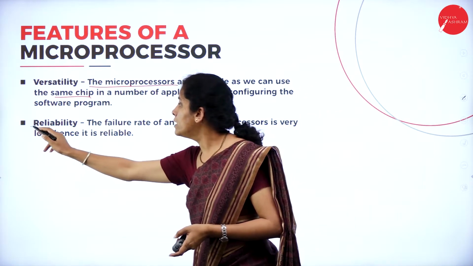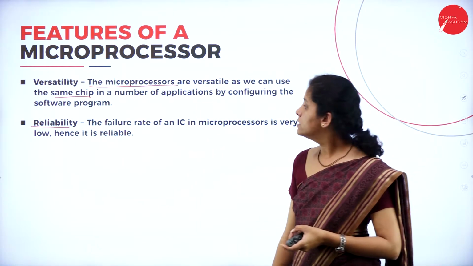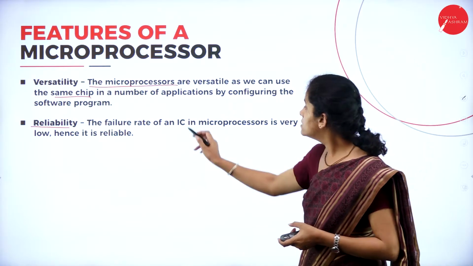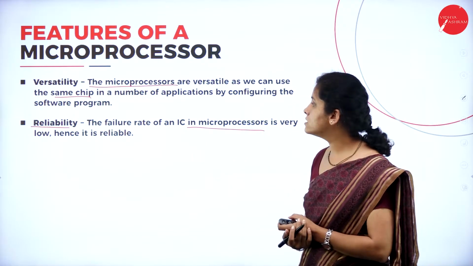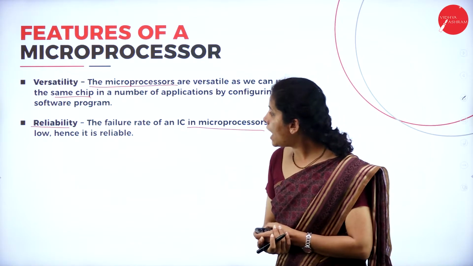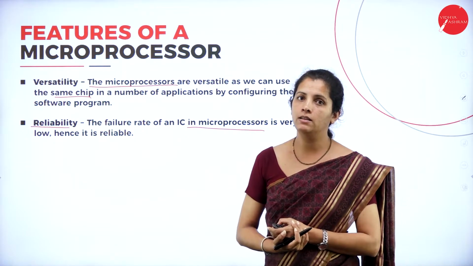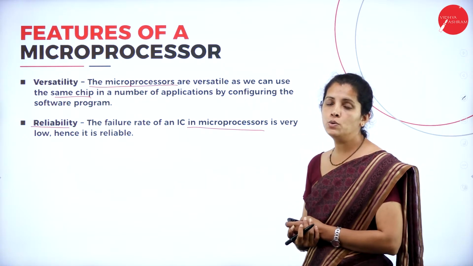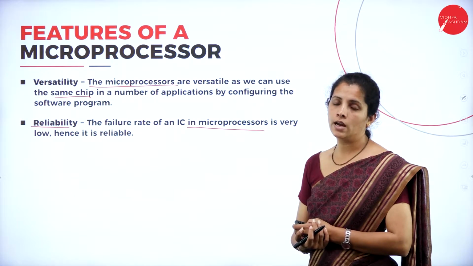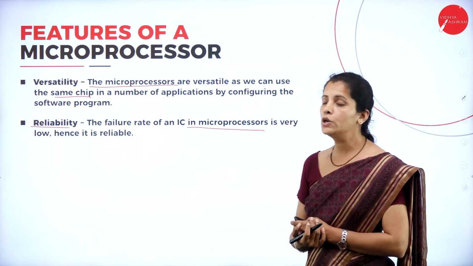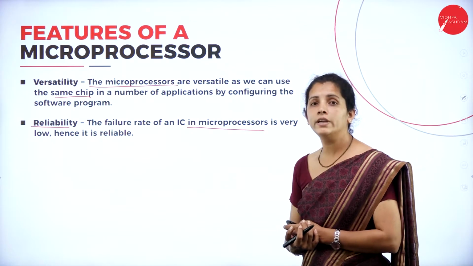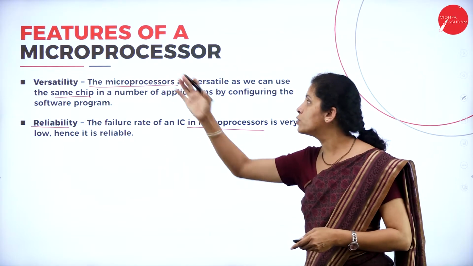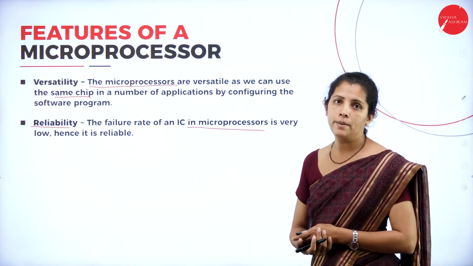Now I'm going to have reliability. The failure rate of the IC, that is the integrated circuit, in a microprocessor is very low and hence it is reliable. That means microprocessors are made using integrated circuits. The failure rate of an integrated circuit is very low. For that reason, microprocessors are reliable.